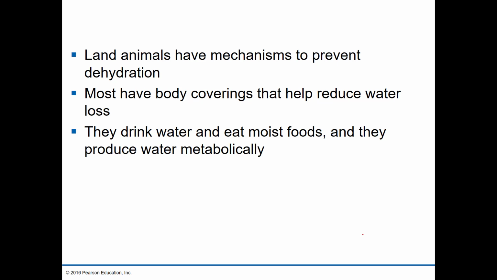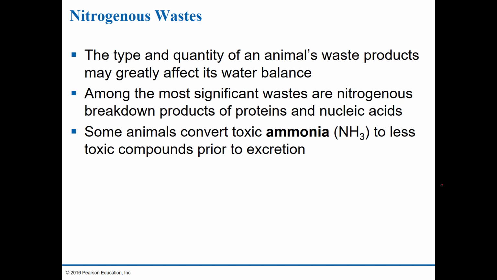Land animals have mechanisms to prevent dehydration. So we have body coverings that reduce water loss, hair, feathers, that kind of thing. We drink a lot of water. We require a lot of water. We eat a lot of moist foods. And we also produce water metabolically sometimes.